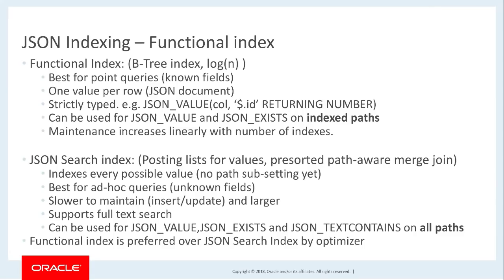This functional index can be used for JSON value and JSON exists on these indexed paths. If you have a JSON value with a path expression where there is no index, it won't get executed using an index. And the maintenance increases linearly with the number of indexes. So if you add more and more indexes, your costs for every update or insert will increase.